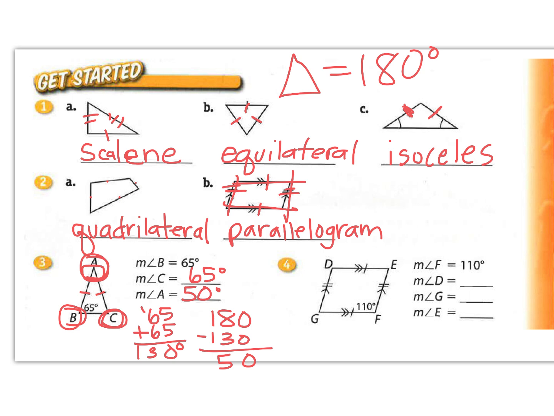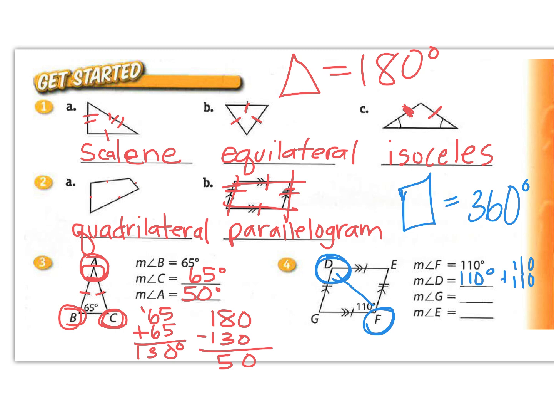In a parallelogram or a quadrilateral, every single quadrilateral equals 360 degrees. So we can use our knowledge of that to figure out the rest of the angles. If F is 110 degrees, that means its opposite corner is also 110. So D is 110 degrees also. Let's add those up. 110 plus 110 equals 220 degrees.